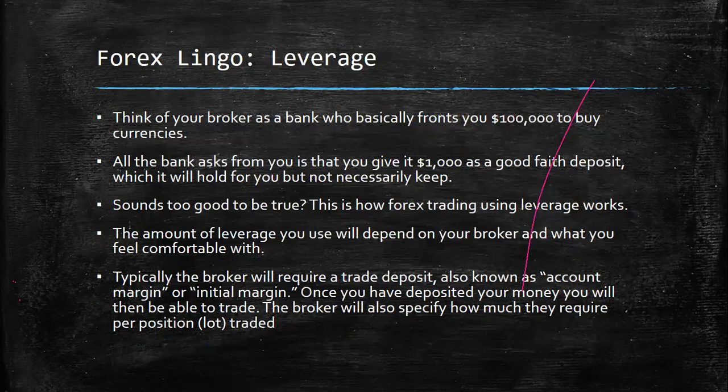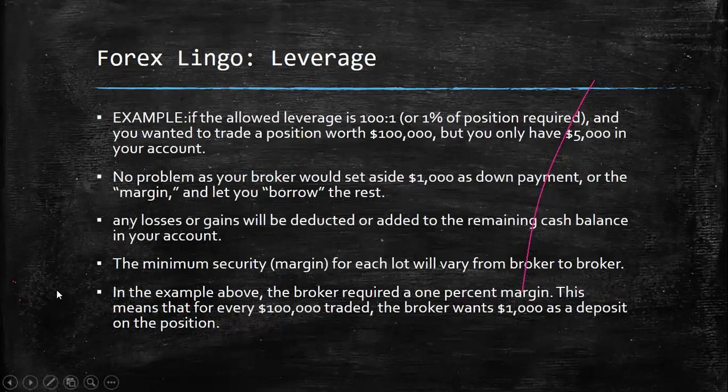Typically, the broker will require a trade deposit, known as account margin or initial margin. Once you have deposited your money, you will be able to trade, basically. If the allowed leverage is 100 to 1, or a 1% position is required, and you wanted to trade a lot size of 1.00 or a standard lot size, but you only have $5,000 in your account, that's no problem. Your broker is just going to set aside $1,000 as the quote unquote down payment, and that's where the margin percent and the margin number on your MetaTrader 4 comes from.